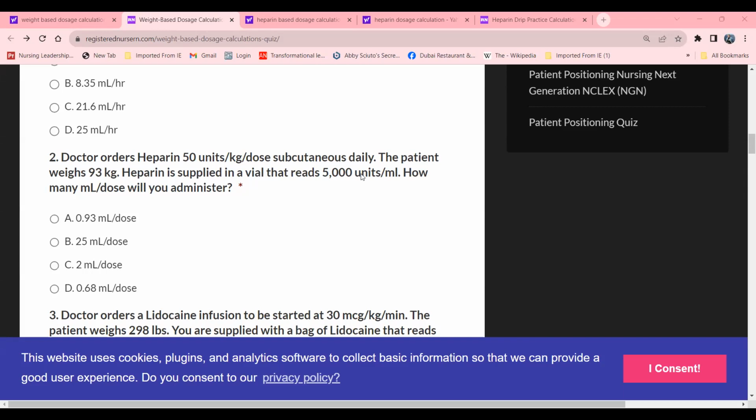And now you just have to calculate your desired dose, and it already gave you your weight in kilograms, so you don't have to do anything there except multiply.